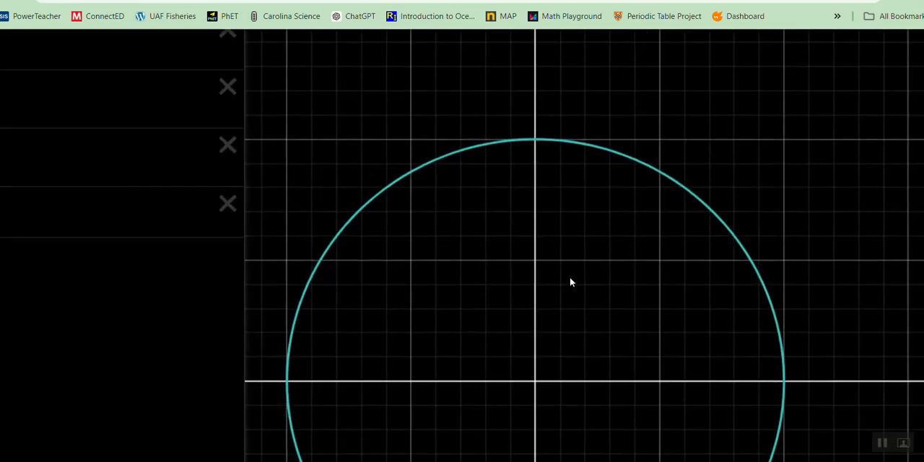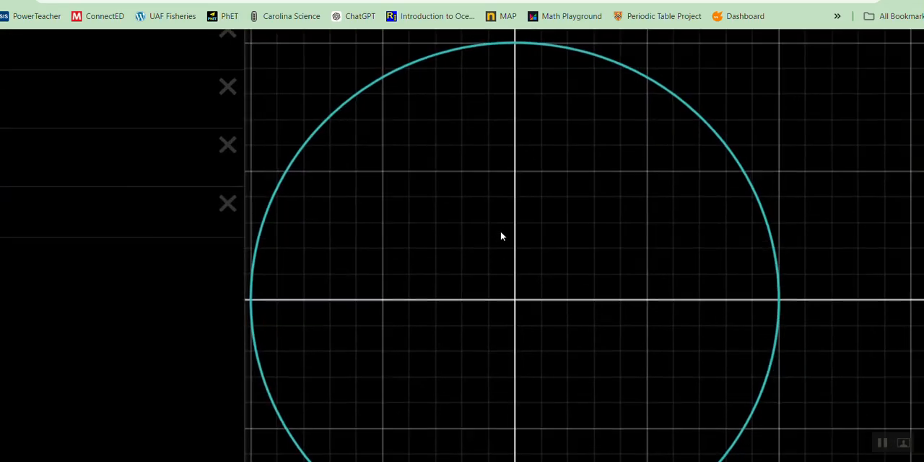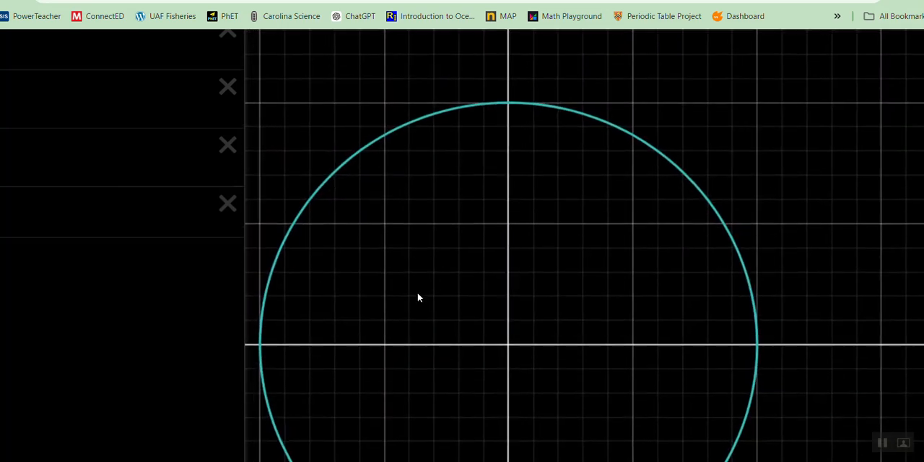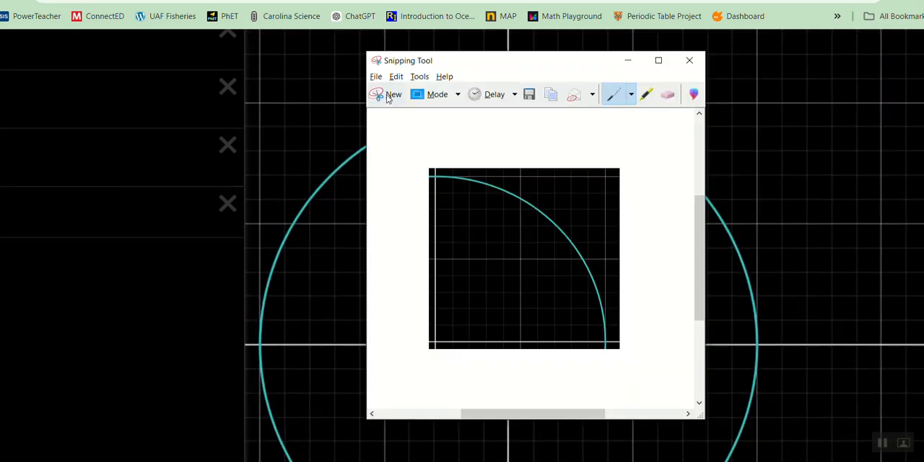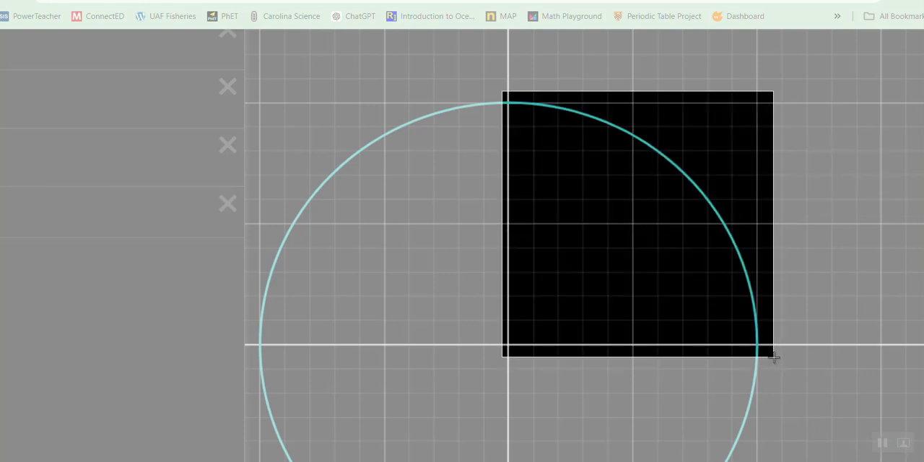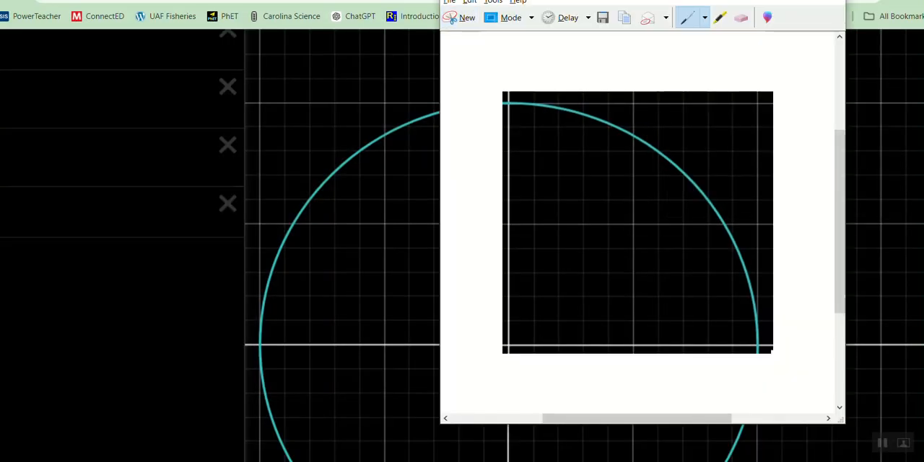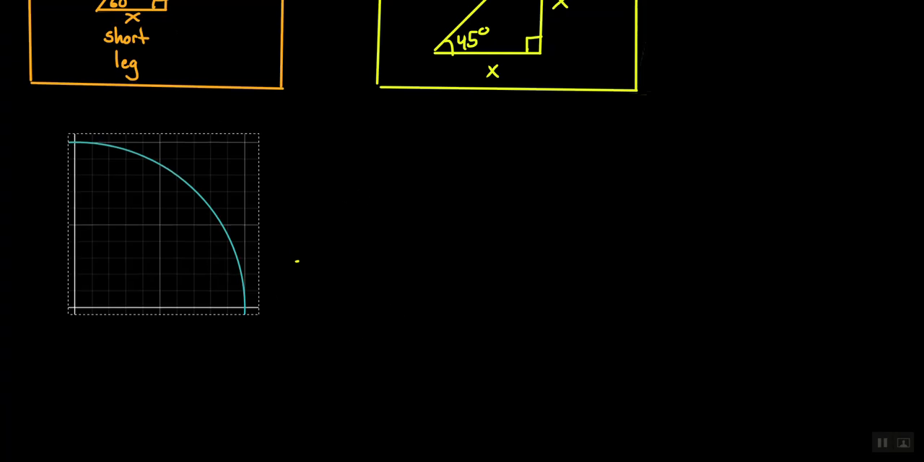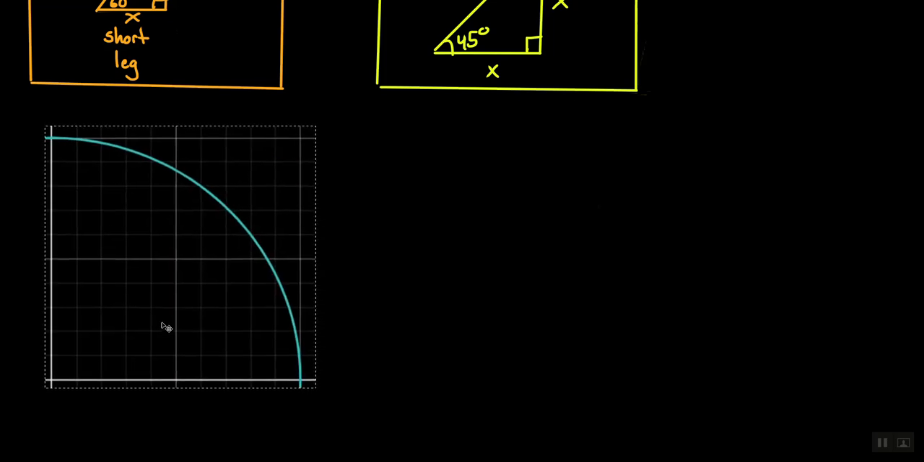I'm going to make it way bigger. Yours doesn't have to be gigantic, but you are going to have to draw at least a little bit in it. All get a larger circle. All right, so there it is.